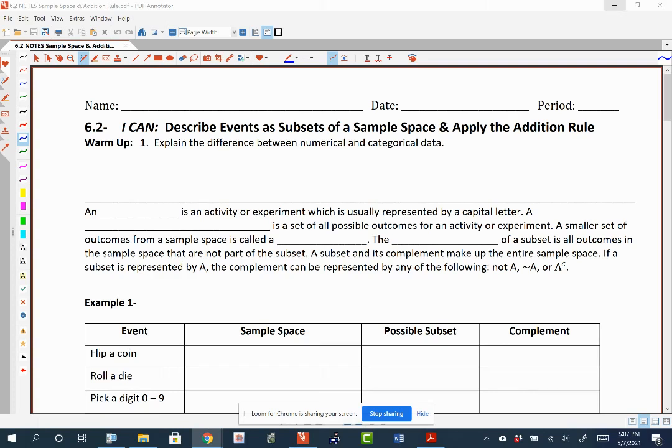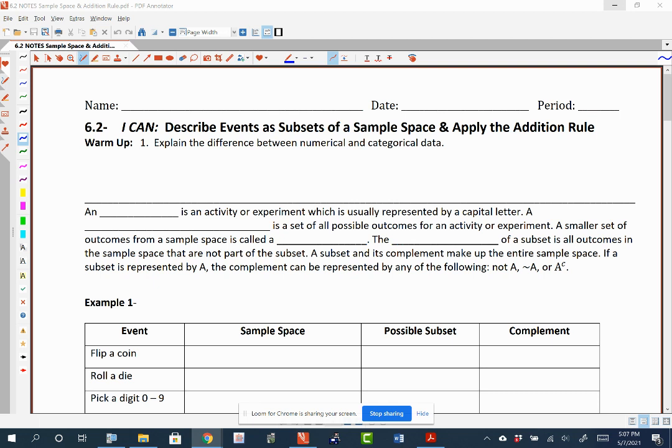Our objective is going to be able to describe events as subsets of a sample space and to be able to apply the addition rule. So let's look at this warm-up first. It just simply wants us to explain the difference between numerical and categorical data. So this is something that was in that first section, 6.1.